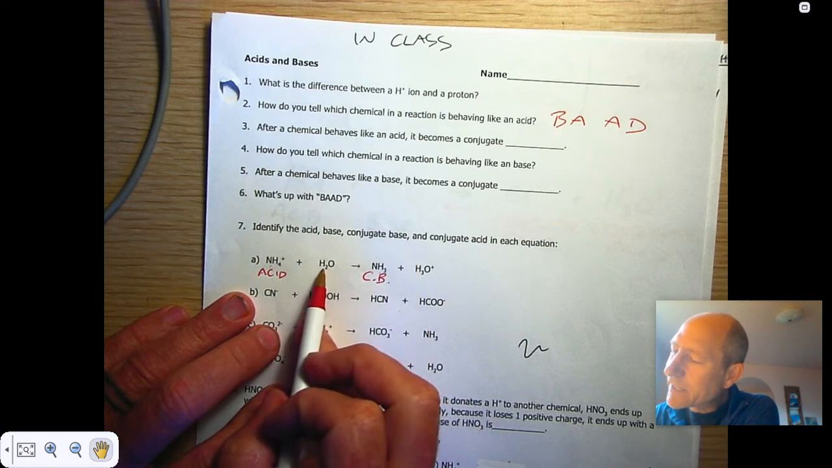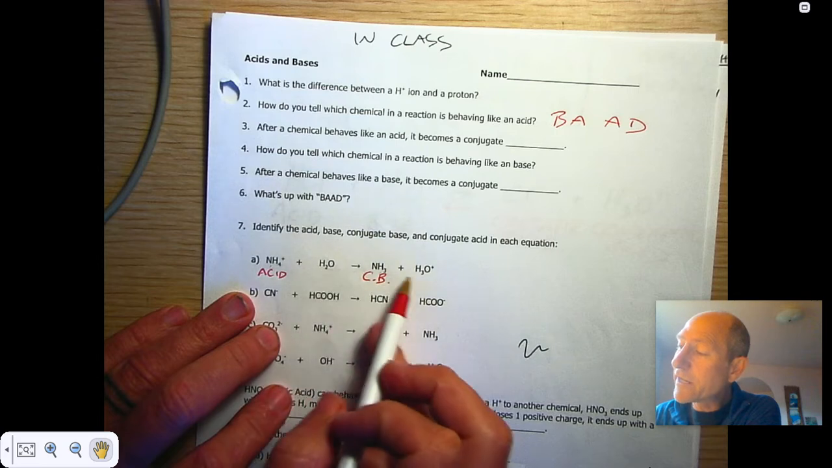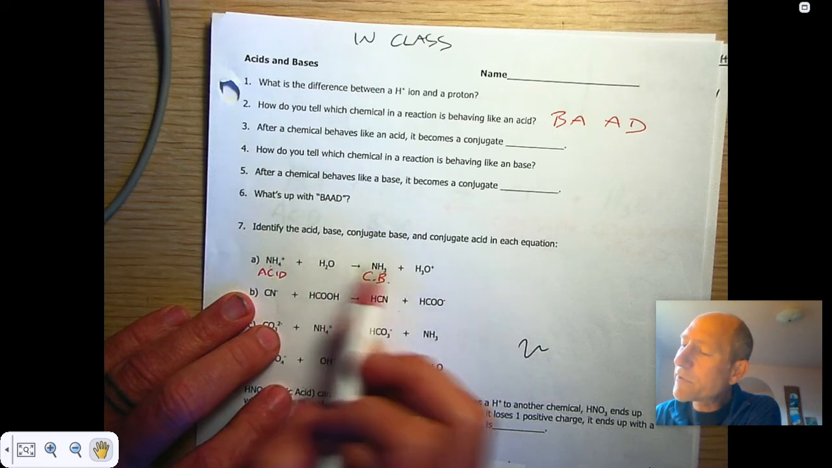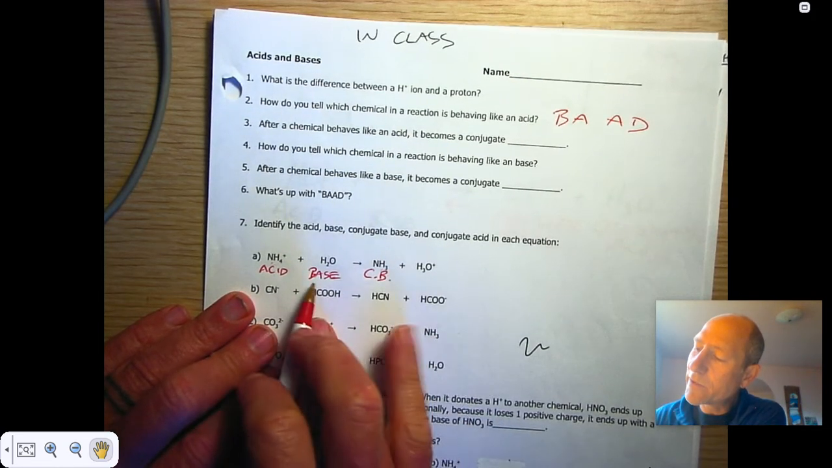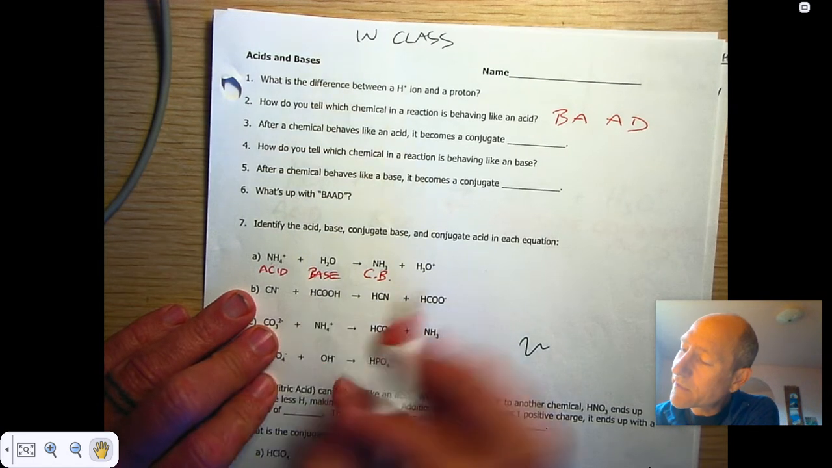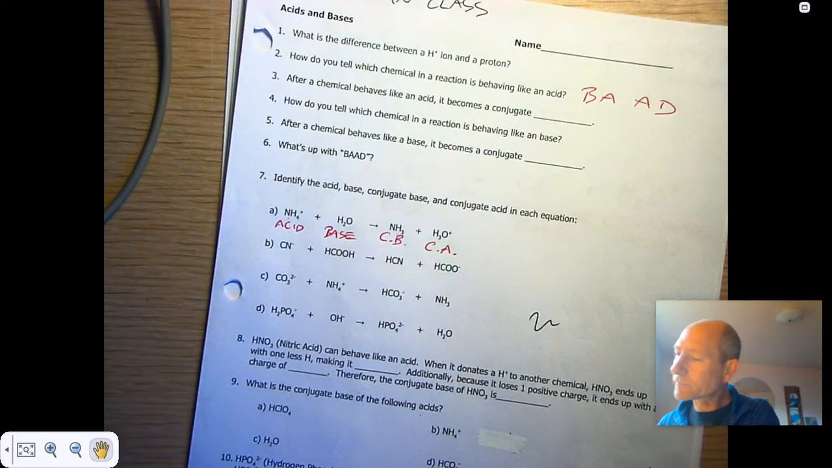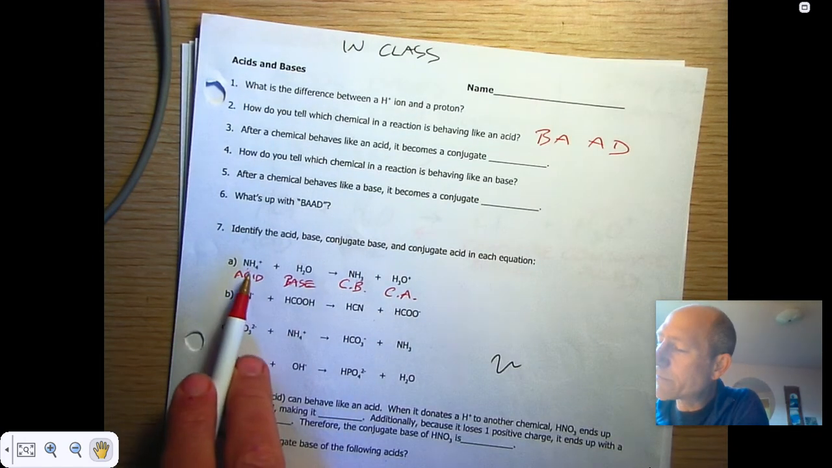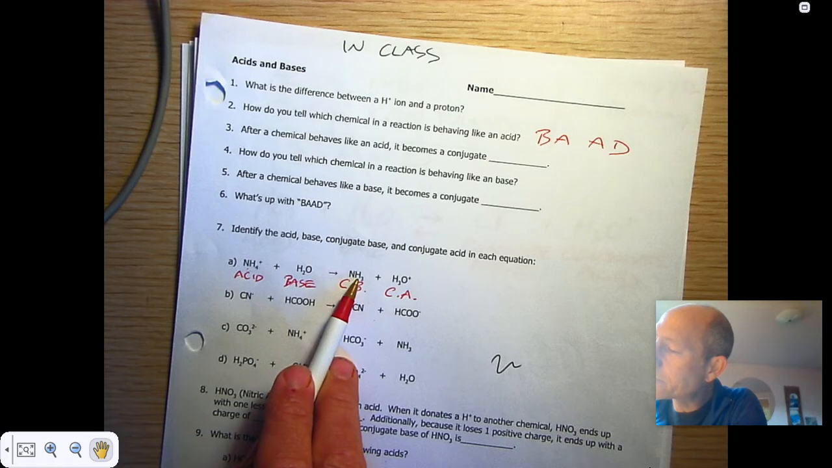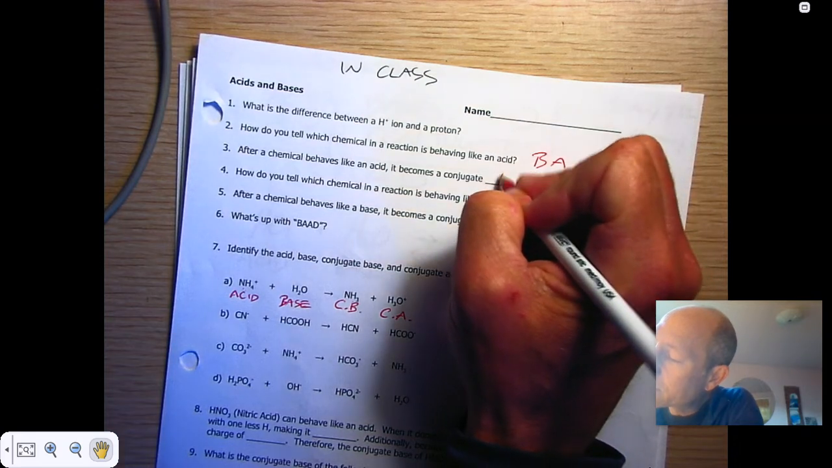Okay, this chemical right here starts off with 2 hydrogens and it ends up with 3. It starts off with a neutral charge and it ends up with a positive charge. So this chemical accepted a proton. And who accepts protons? Bases do. And when bases accept protons, they become conjugate acids. So how do you tell which chemical in a reaction is behaving like an acid? You look at it before the reaction and after the reaction. If a chemical behaves like an acid, it becomes a conjugate base.